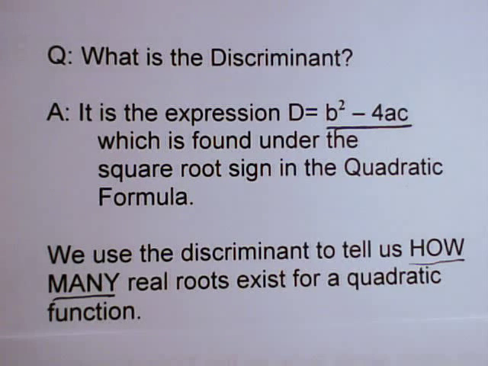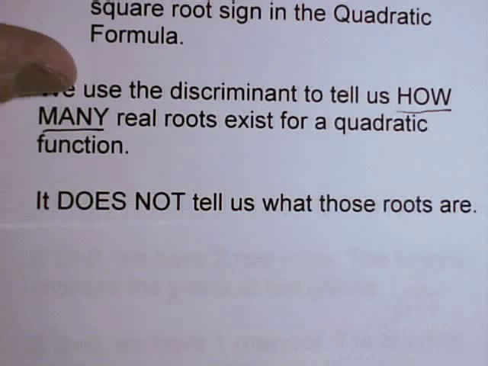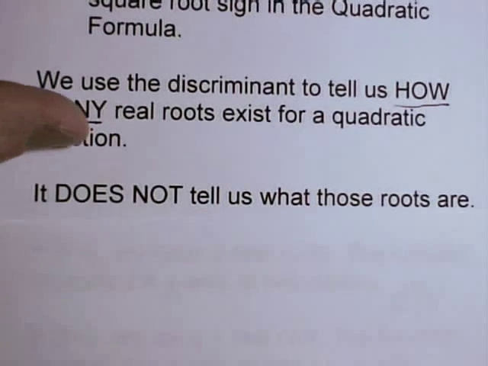We use the discriminant to tell us how many real roots exist for a quadratic function. Notice that I've underlined how many. It only tells us the number of real roots that exist for the quadratic function. The discriminant does not tell us what those roots are.